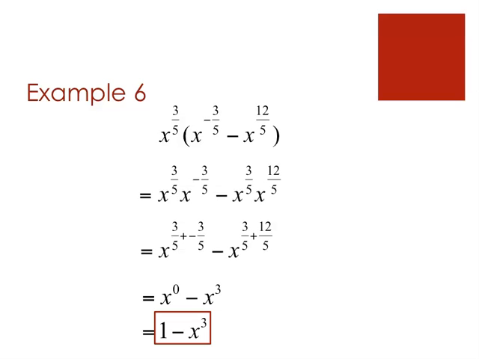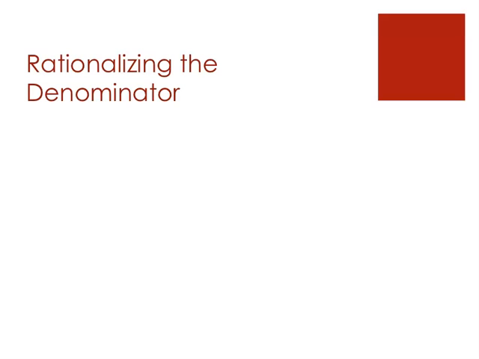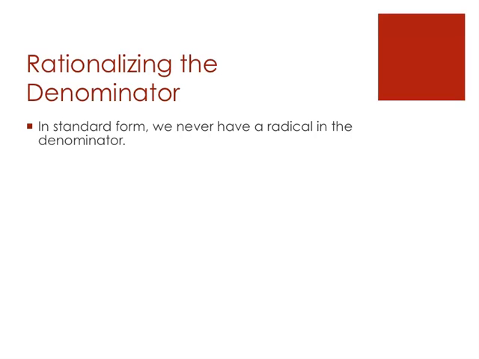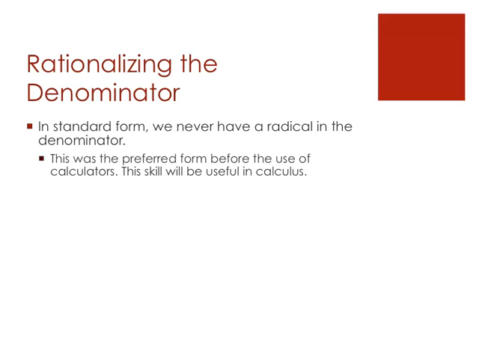Okay, the last thing we're going to talk about today is rationalizing the denominator. So in standard form, we never have a radical in the denominator. The reason for this is that this was actually the preferred form before the use of calculators, and this skill will be very useful in calculus. So why is this a preferred form? Because normally it's easier to think about dividing by an integer value rather than by the square root of 3, for example. So before the use of calculators, this was the preferred form. It was easier to make calculations with, and so it has become our standard form.